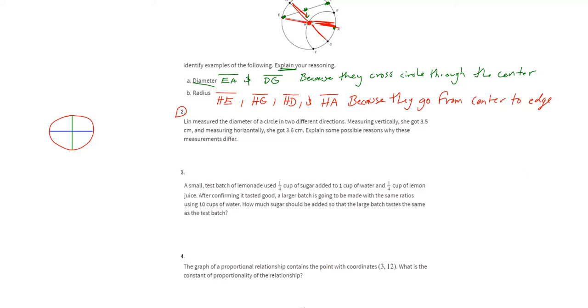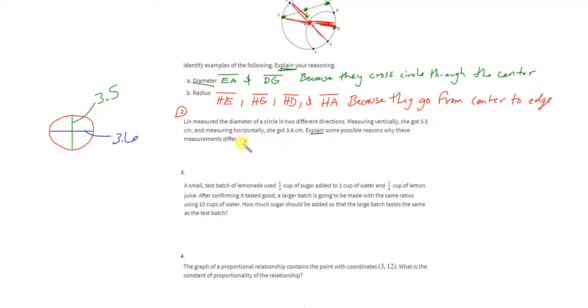When she does that, she gets a measure that is equal to 3.5 for the vertical. And then she comes over here and measures the blue line from side to side horizontally, and she gets a 3.6. And we're like, what's the deal, Lynn? Why is this happening to you? So we have to explain some possible reasons why these measures differ.